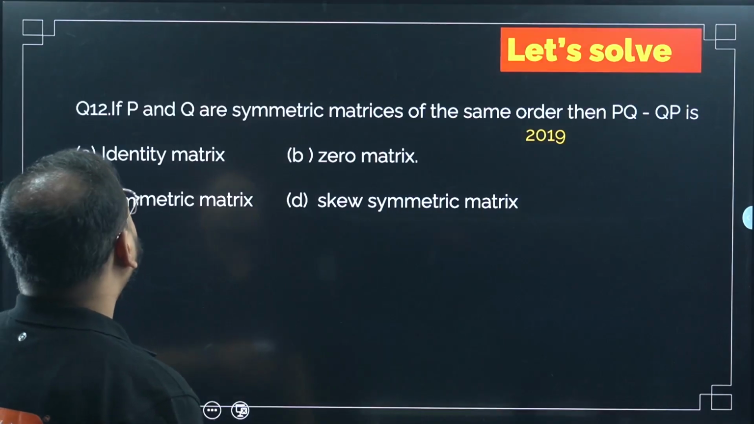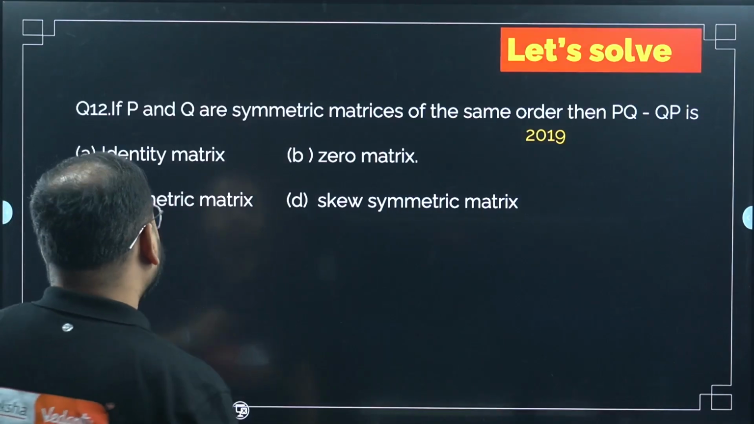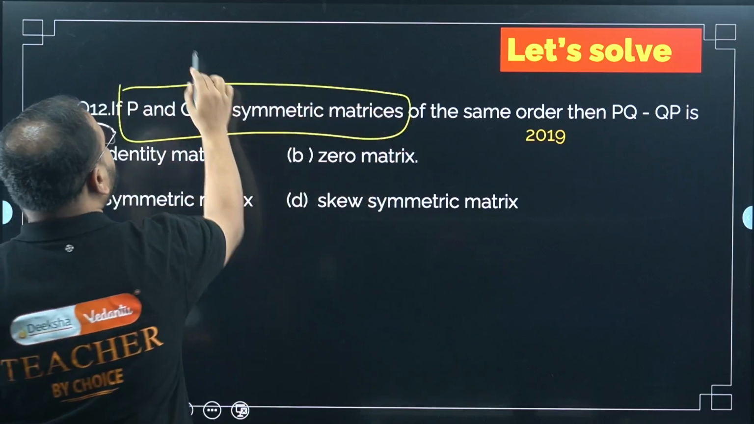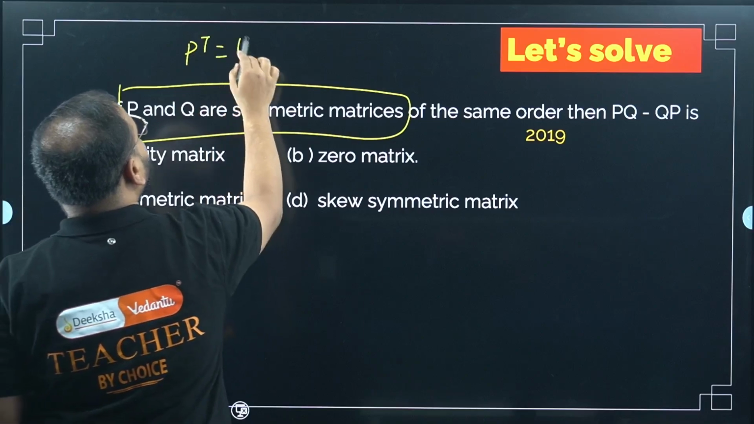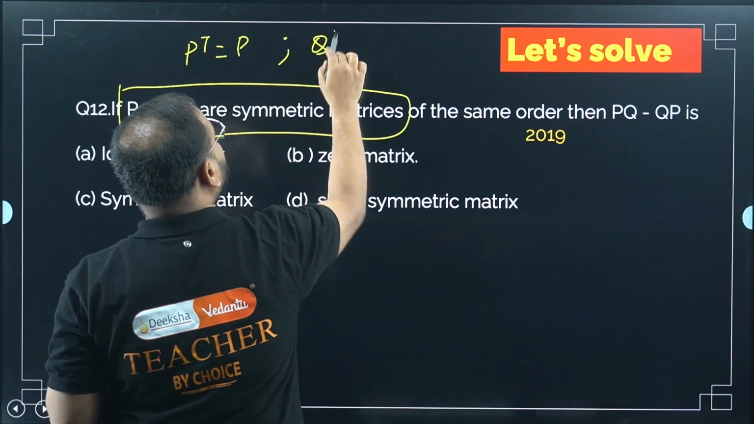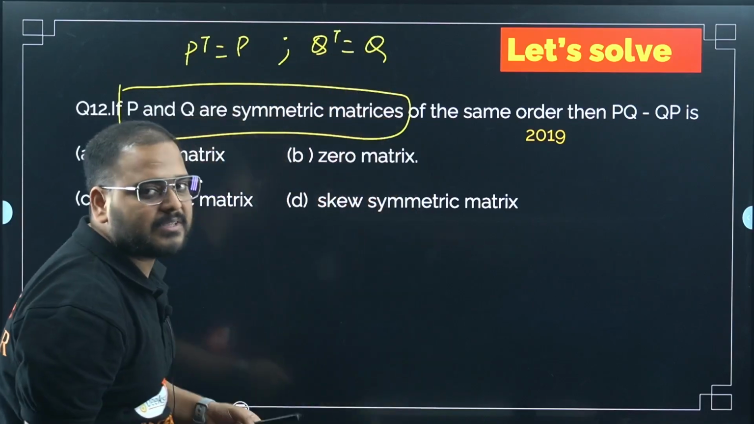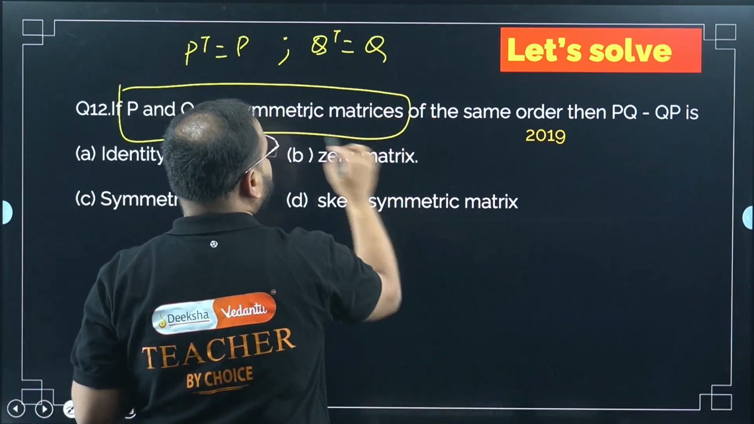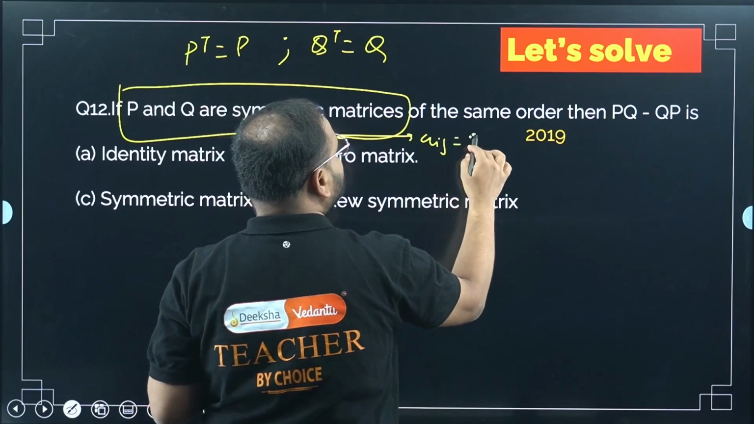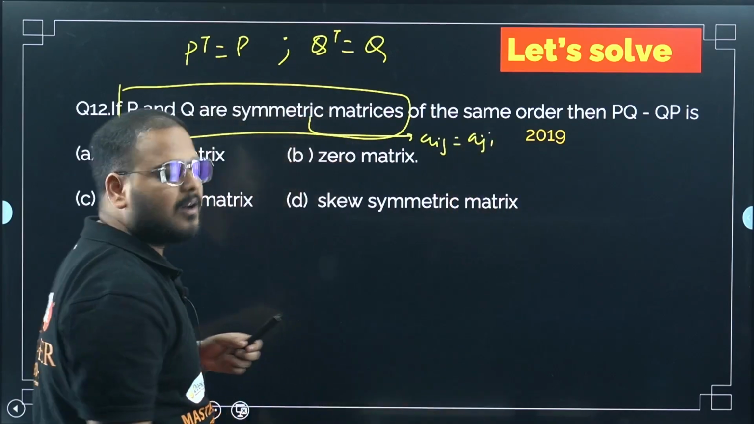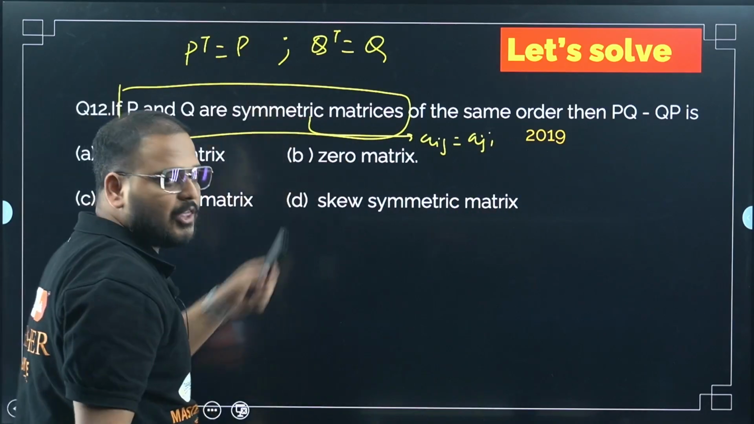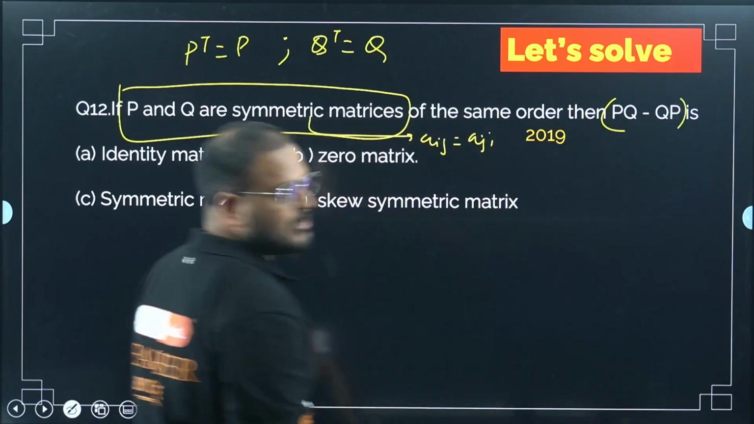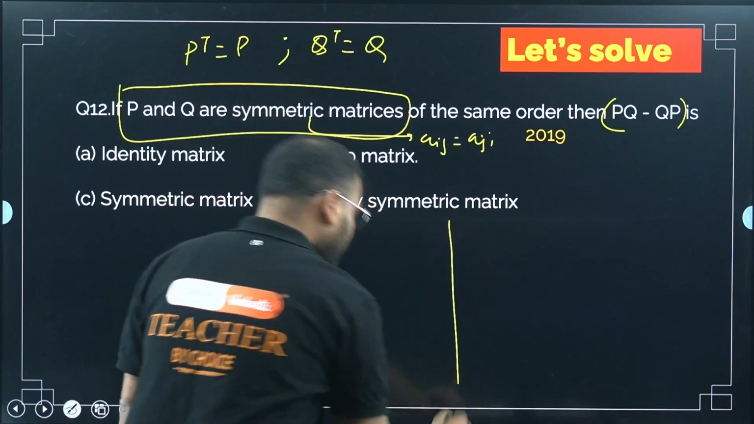If P and Q are symmetric matrices, what does it mean? It means P transpose is going to be P and Q transpose is going to be Q. Symmetric means the transpose Aij is equal to Aji. So P transpose equals P and Q transpose equals Q. They're asking us to find the nature of PQ minus QP.